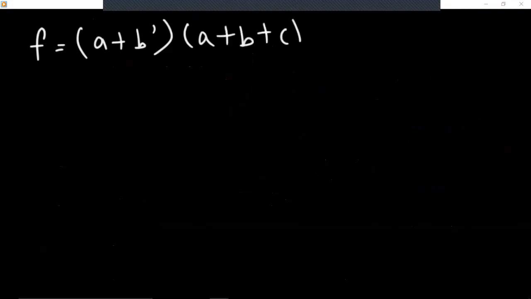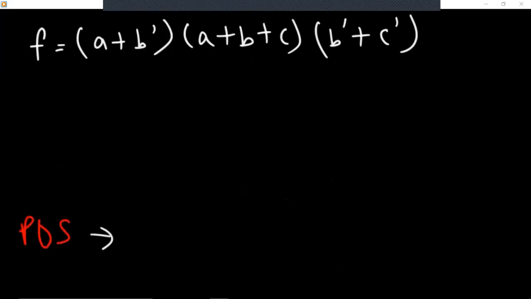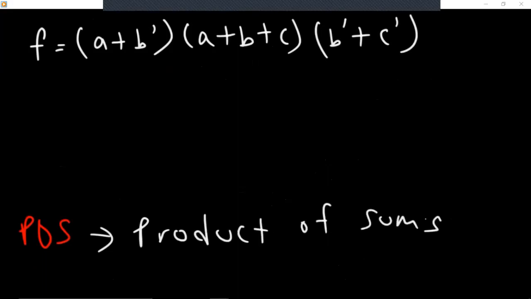Now let's consider another example. So let's say that F is going to be A plus B prime, and then times A plus B plus C times B prime plus C prime. Go ahead and draw a block diagram. Now the last example was a sum of products example. This one is known as a POS, which is product of sums. This right here is a single sum term.